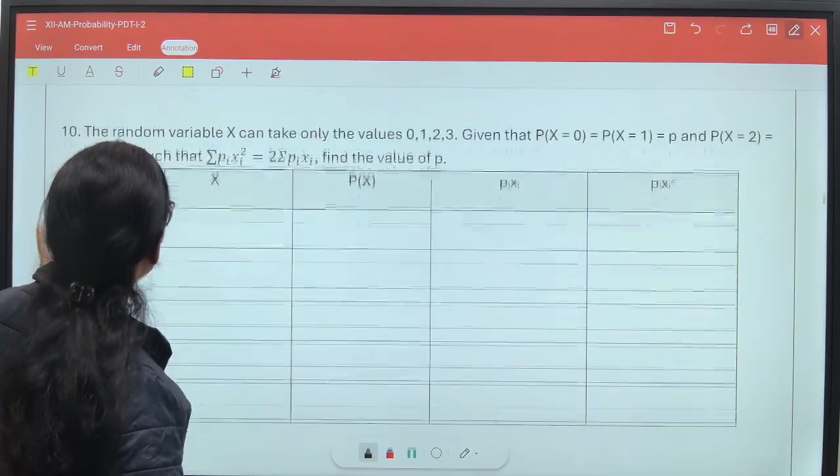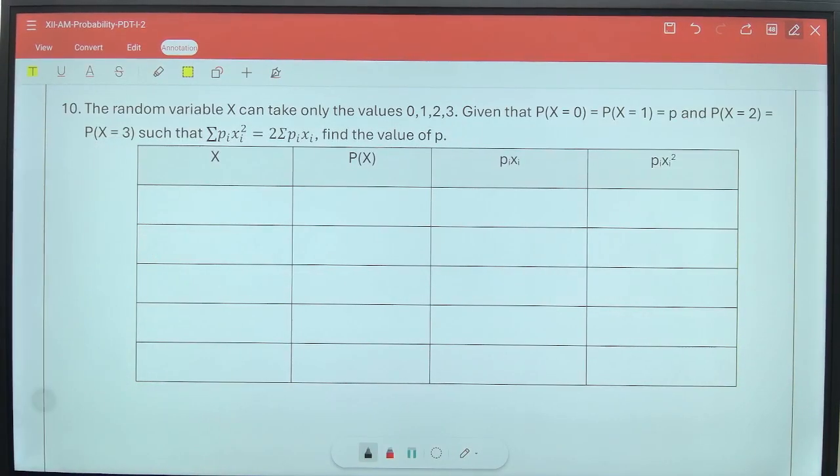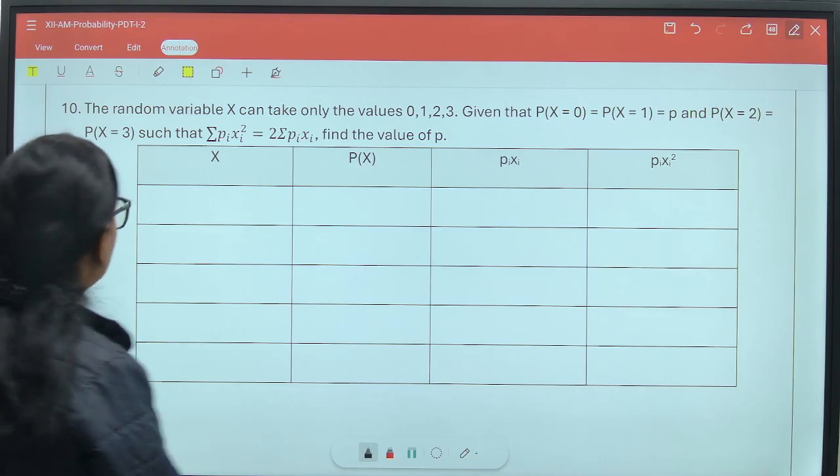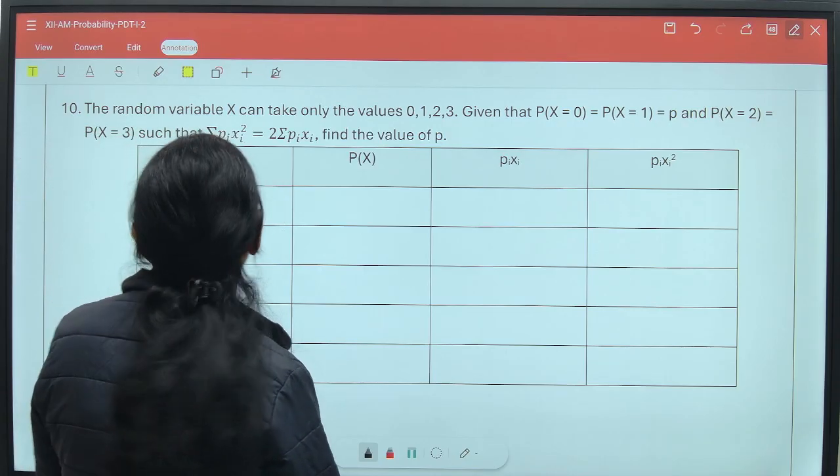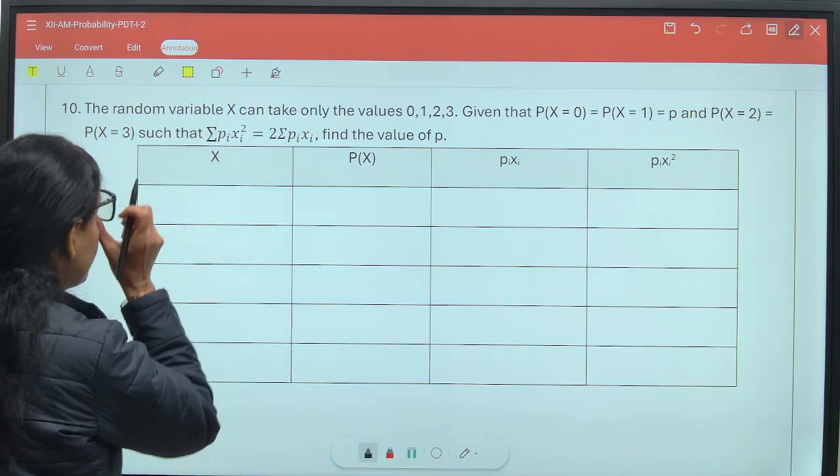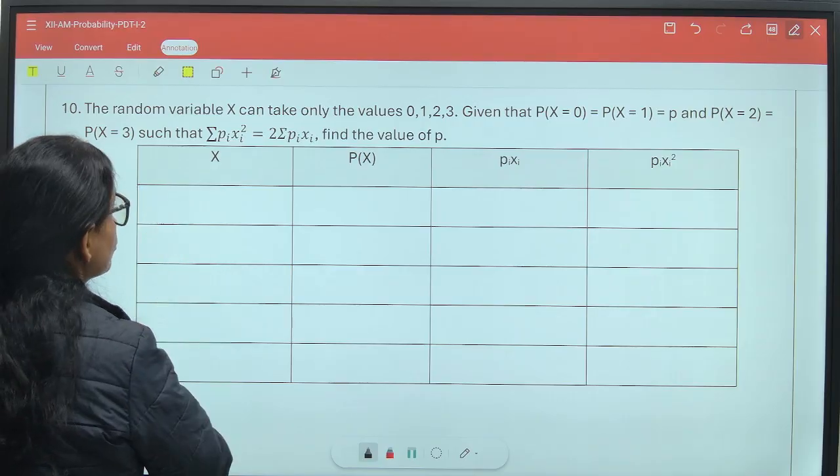Okay, so let's move to the next question. The random variable X can take only values 0, 1, 2 and 3. You are given probability of 0 and 1 is P and 2 and 3, okay, they are equal such that some condition is given. So let's first find the probability distribution table.